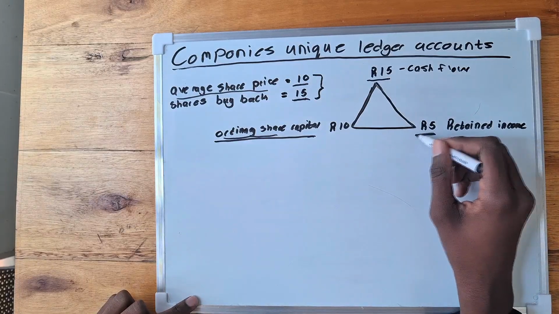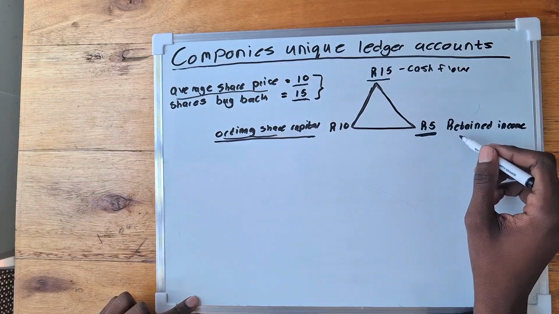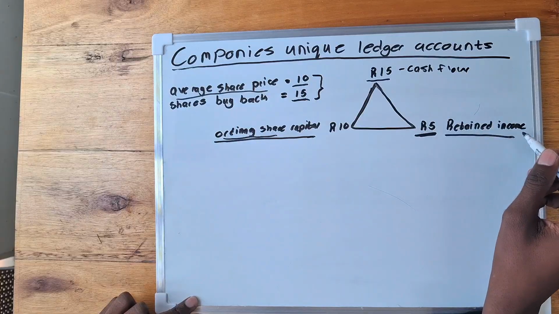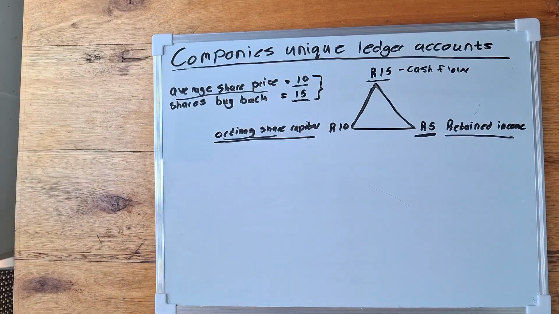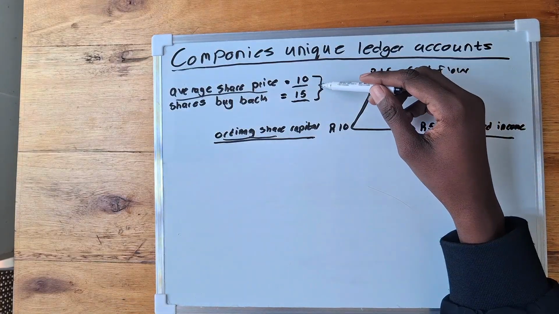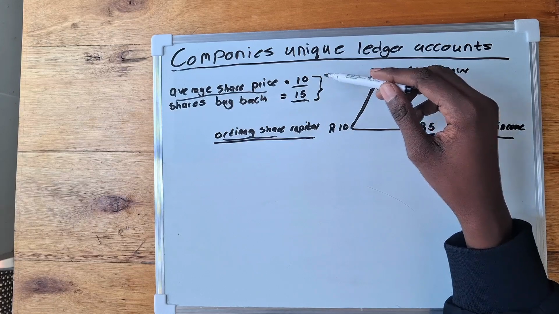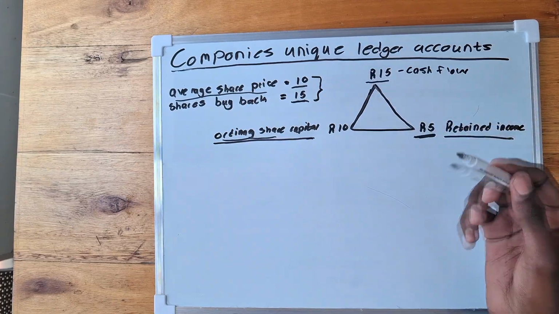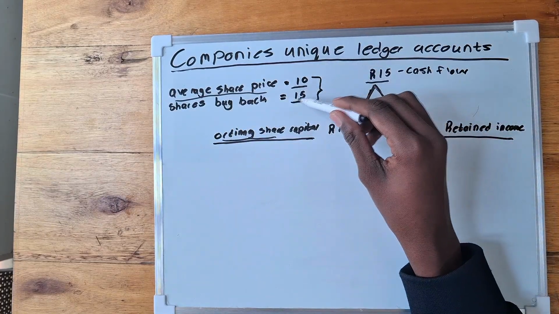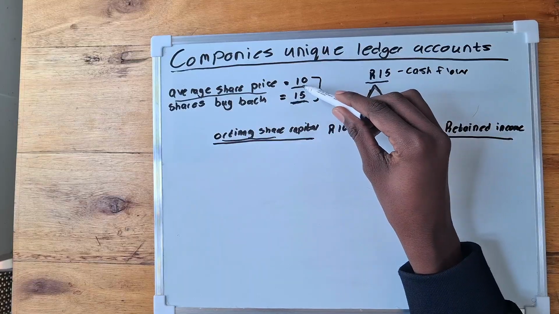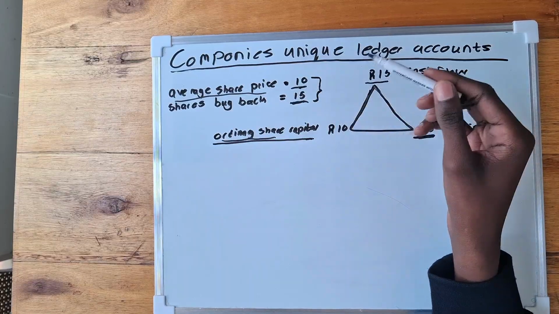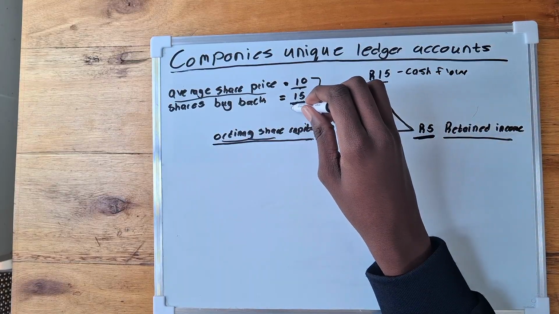And then here we've got the 5 rands, which is recorded under retained income. Now, why? This is because we know that the value of the share is 10 rands, right? But we want to buy it back so badly that we're even willing to pay back 15 rands. Now we have the 10 rands, right? Because that's the value of the share. So where are we going to take the 5 rands?